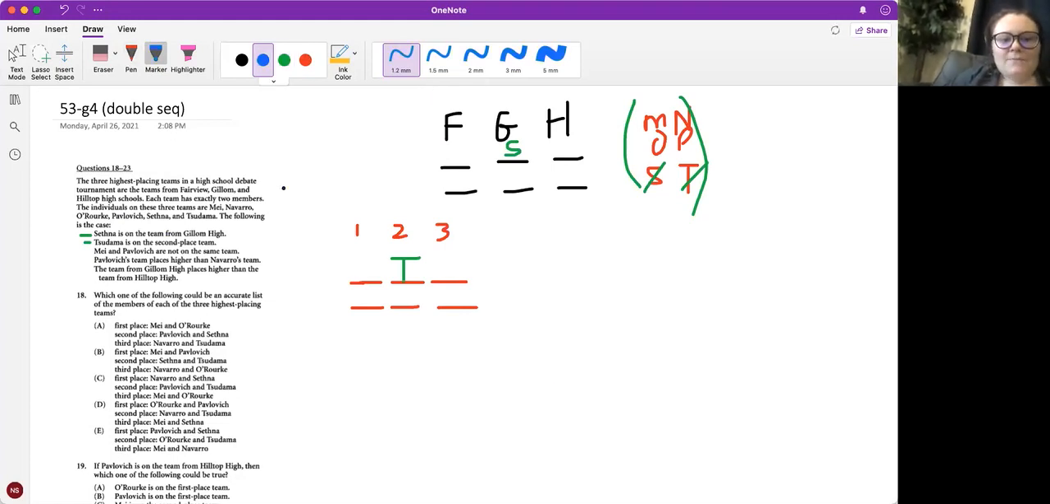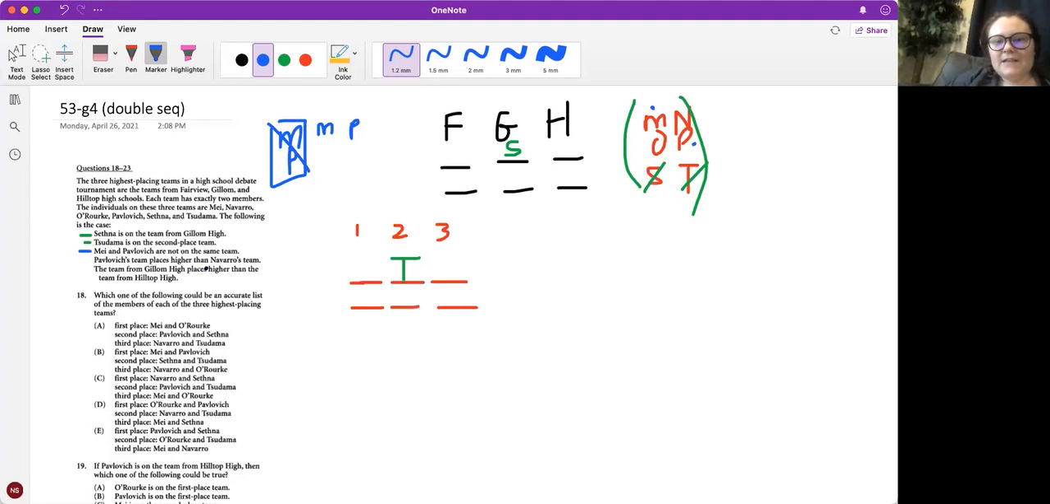Oh, right. M and P are not on the same team. So I just drew that like this. Or you can draw it like this. I just know they're on separate teams. I'm just going to put a little dot by them because I know they're being used.